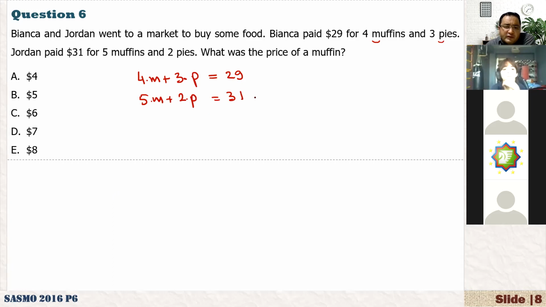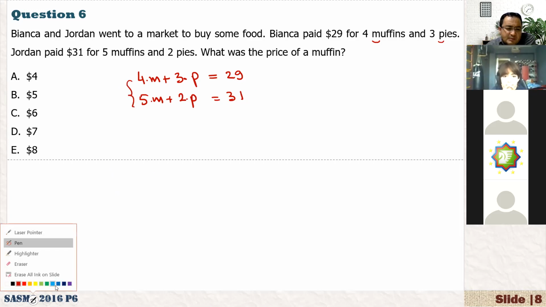Now from here, the difference is 2. Now what is the difference here? Okay, how do you solve this? 29 times 5 and 31 times 4. Yes, here I'm just going to show you a very simple method, right?